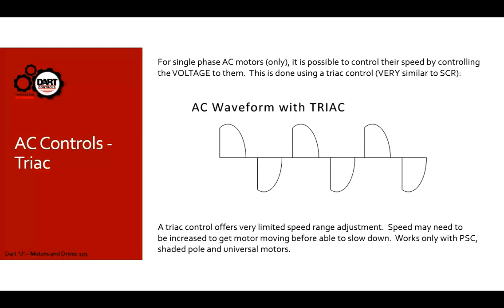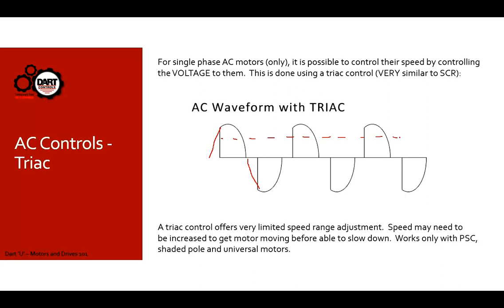So to do that, we use something called a Triac. It's a light dimmer. It's like the fan control, your ceiling fan control. A Triac is a device that's similar to an SCR in that it can only turn on for a portion of the waveform. When doing this, we're adjusting the average voltage.